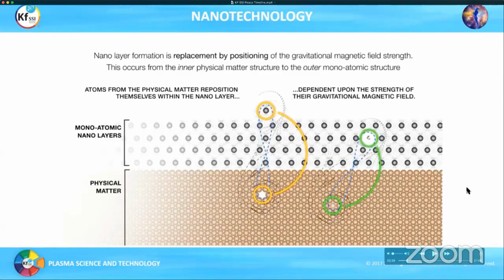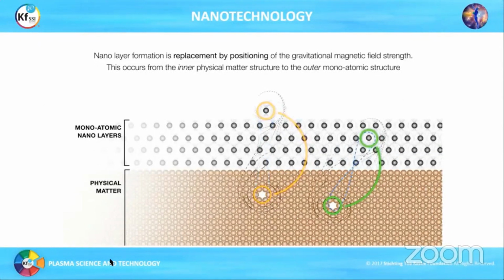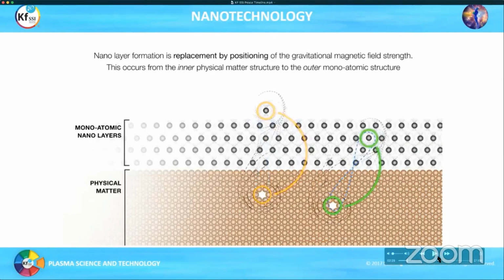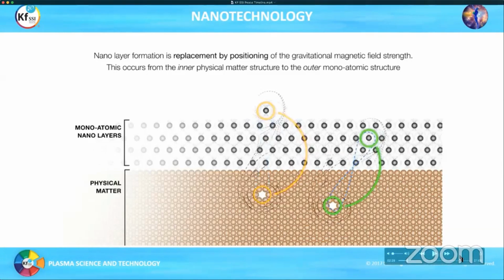So we talked about strength earlier, and this indicates the idea that atoms can have different strengths. So Rick, if they're further spaced apart, as in the nanolayers, would that mean the magnetic field is greater than in the physical matter state? That seems to make sense to me. Is there anybody else that has input on that? I believe that's the way it goes.